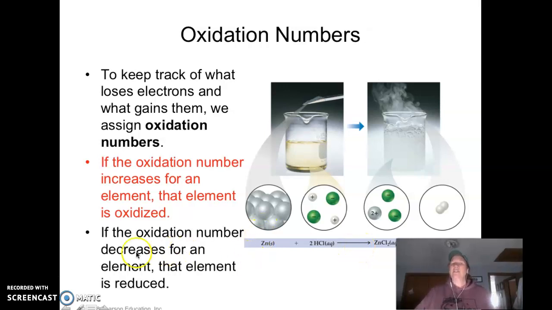If the oxidation number decreases for an element, then the element is reduced. Hydrogen goes from +1 to 0. So it doesn't have to become negative, it just has to become less. A common one that I always use is OIL RIG. Oxidation is loss. If it loses electrons, it becomes more positive, it's oxidized. And reduction is gain. You gain electrons, so you become more negative or less positive. And OIL RIG kind of works for our lovely state of North Dakota.